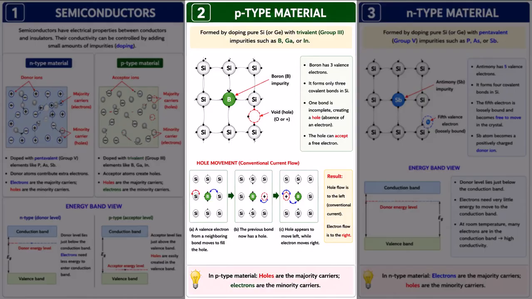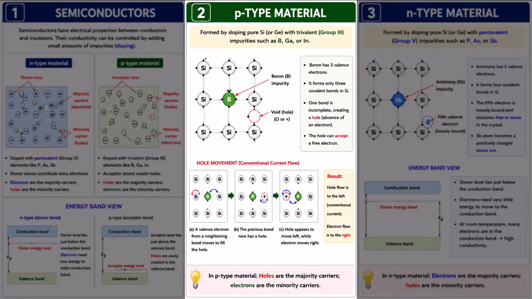This incomplete bond is called a hole. A hole is the absence of an electron in a covalent bond. In electrical analysis, we treat the hole as a positive charge carrier. When a nearby electron moves into the hole, it fills that hole. But it leaves behind a new hole at its original position. In this way, holes appear to move through the material.